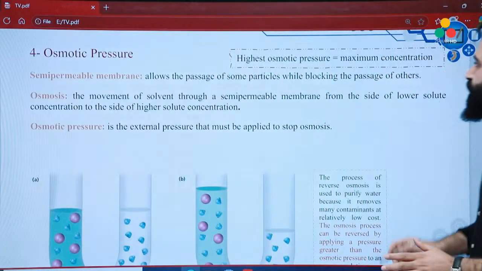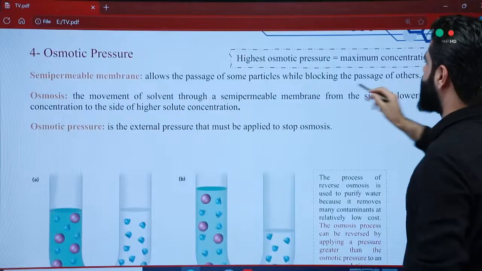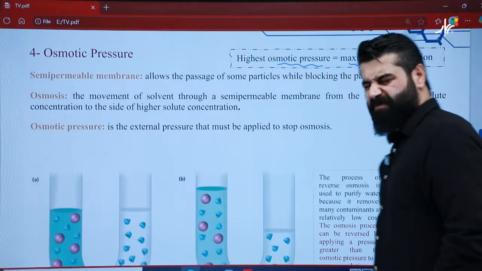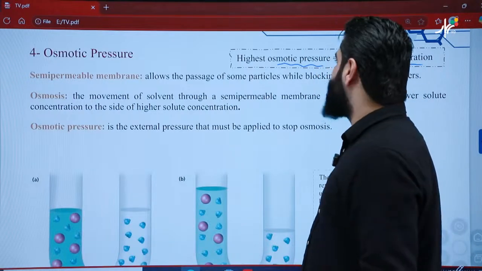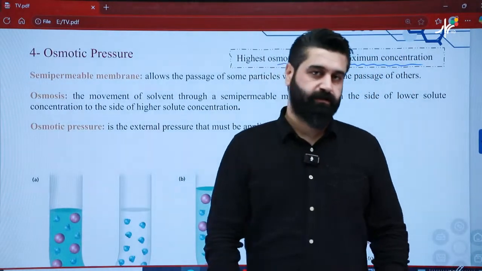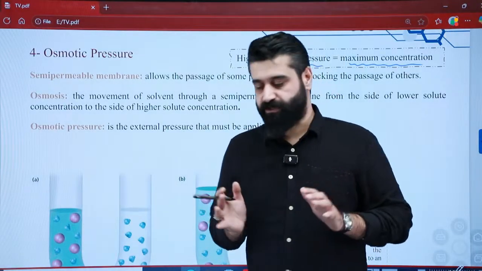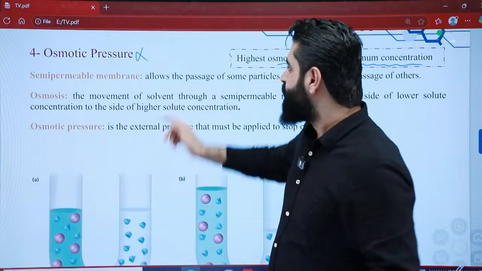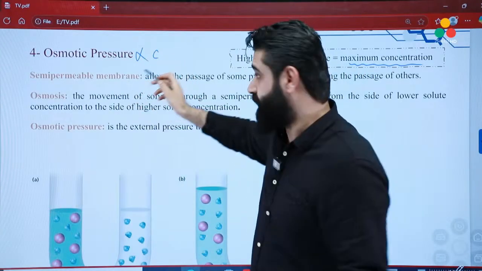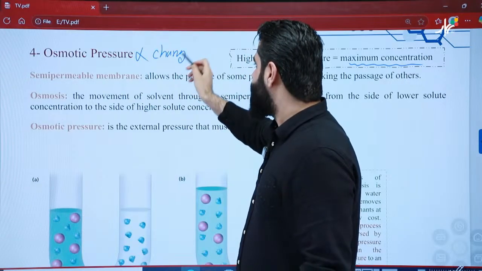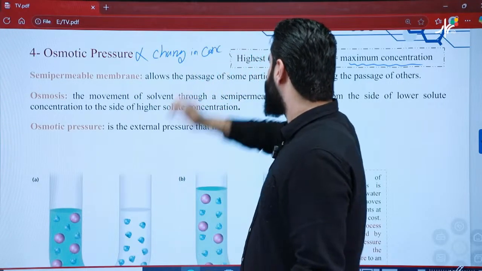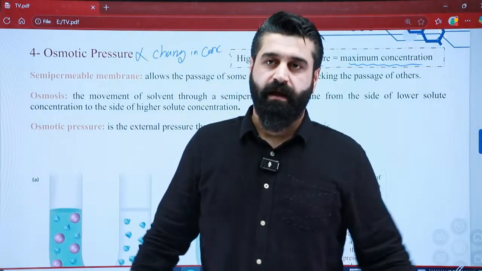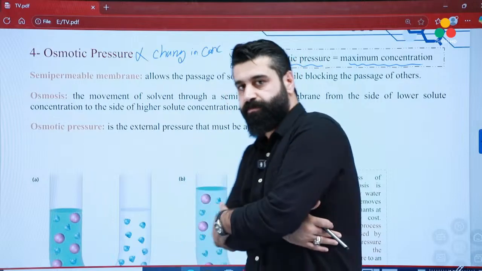First of all, there's a wonderful note here. Highest osmotic pressure means maximum concentration. From the names, it's very clear whether the relation between them is direct or indirect. Of course, they have a direct relation. I mean, osmotic pressure is directly proportional to the change in concentration. So as the concentration increases, the osmotic pressure is supposed to be higher, and with decreasing concentration, osmotic pressure decreases also.